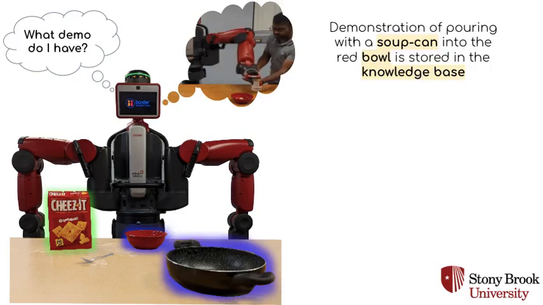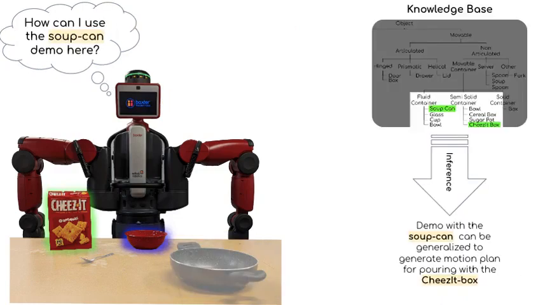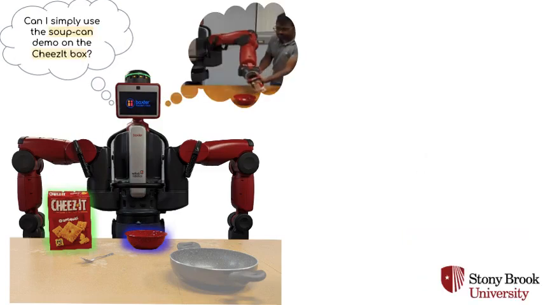To be able to perform this task, the robot requires a demonstration of the task, possibly with a different object. In this case, it has one such demo with a soup can into a bowl. Using the labels of the objects lying on the table and their mutual relationship in the knowledge base, we can infer that pouring from the Cheez-It box is possible using the demo of the soup can, as they both are functionally similar. Now the question is whether it can use the soup can demonstration directly on the Cheez-It box. Although they both belong to the movable containers class in the knowledge base, they greatly vary in shape and size.